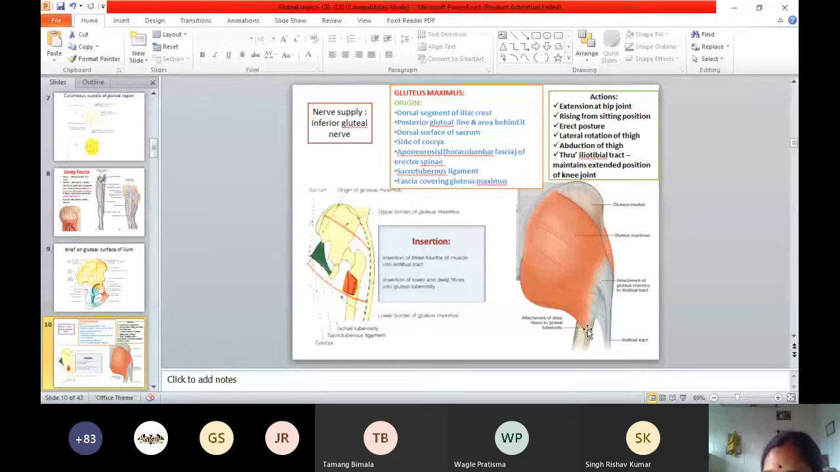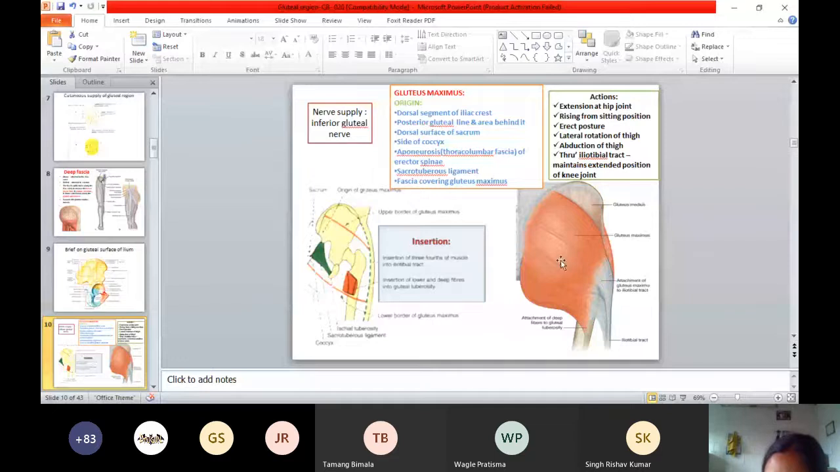You know the basic general anatomy that the action of a muscle always takes place from insertion to origin. So it will pull this femur towards the origin. What are the actions? When it pulls the femur towards the origin, it produces extension at the hip joint. It helps in rising from the sitting position and in the erect posture of our body. It also produces lateral rotation of the femur or thigh, and abduction of the thigh.